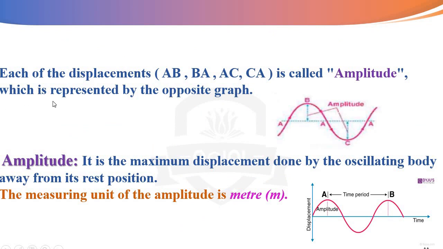Each of the displacements AB, BA, AC, CA is called amplitude. This means that the amplitude is the maximum displacement done by the oscillating body away from its rest position, and its measuring unit is the meter.